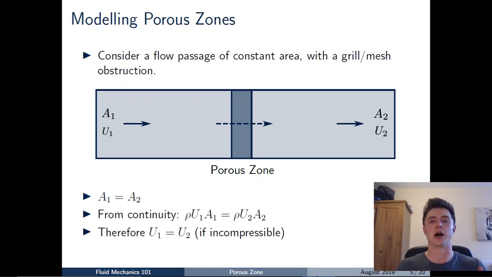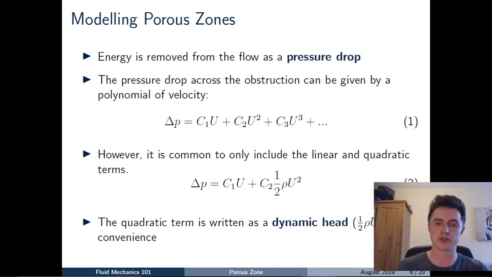Now, there may be some mixing and some fine flow structures generated from the porous zone, but the volume average has to be the same. And what that tells us physically is that the porous zone, as an obstruction, doesn't remove kinetic energy from the flow. However, the porous zone will still remove energy from the flow, and the way we do that is removing energy from the flow as a pressure drop. Because we can't remove kinetic energy, we're removing pressure energy from the flow.